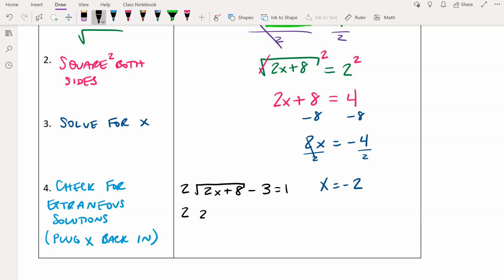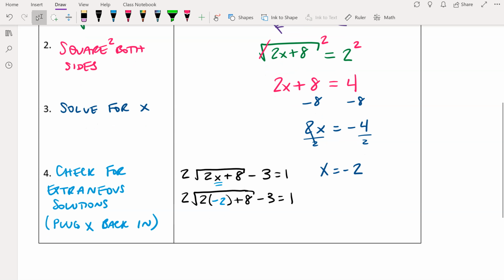I'm going to plug in negative 2 for x. I'll do it in a different color to show what I'm doing. Now you need to leave this side alone. Kids are usually tempted to add 3. Don't do that. Don't do extra. Literally all we have to do is simplify this side and check: do we get 1? We need to get 1 for negative 2 to be a real solution.